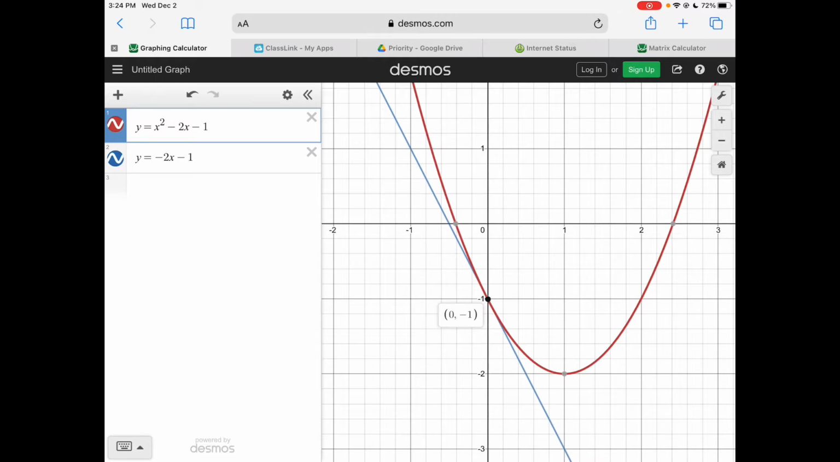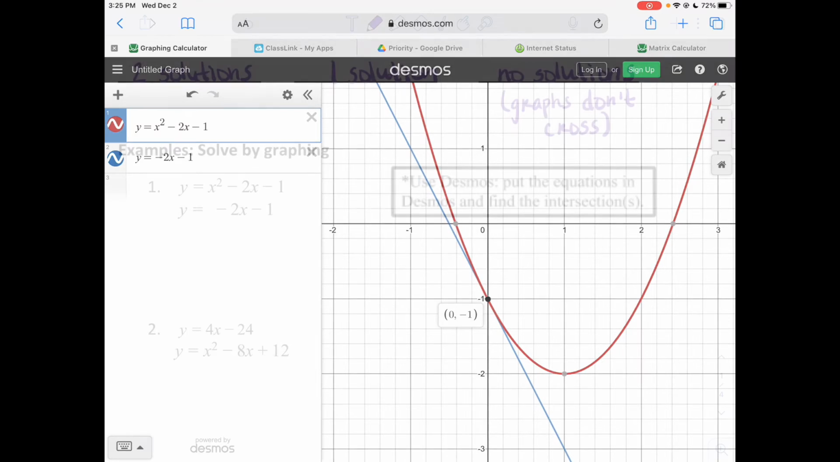Remember that it's the intersection of the two graphs, not an X or a Y intercept. Okay, we are looking for intersections. So this line and this parabola intersect at 0, -1. So that will be our one single solution.